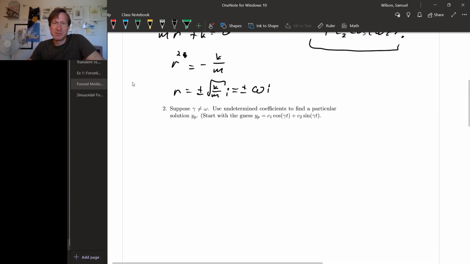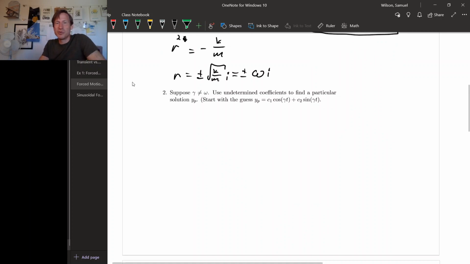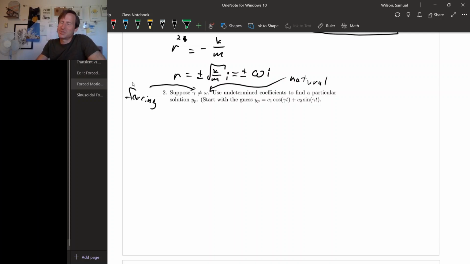Okay, so let's try number 2. Suppose that gamma is not omega and find a particular solution. Remember, gamma is the angular frequency of the forcing, and omega is the angular frequency of the complementary solution. That's often called the natural, I'm sorry, I said frequency, it's angular speed. It's the natural angular speed of the system.